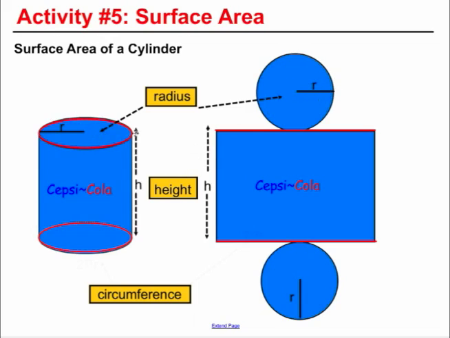Take a look at the height. This represents the height of the can. When we roll it, this represents the height of the rectangle. And as I showed you earlier, here's the circumference of the circle, but when we unroll it, it becomes a straight line. The circumference now becomes the length of the rectangle.